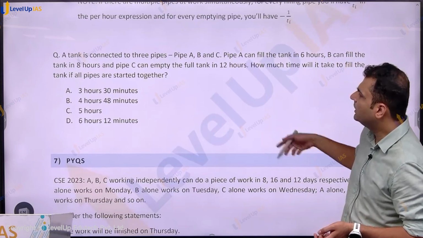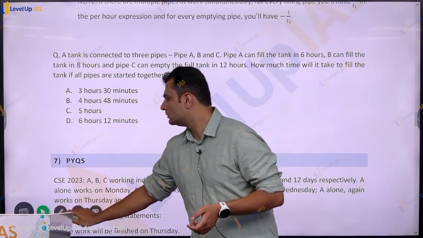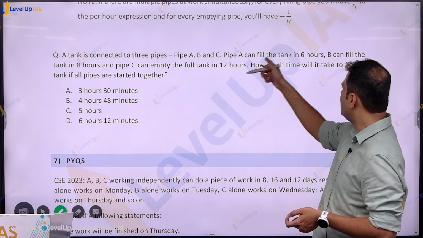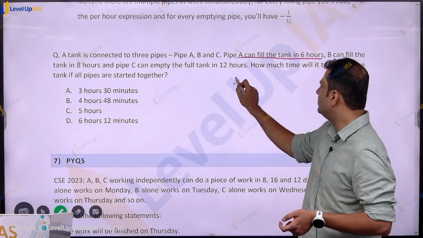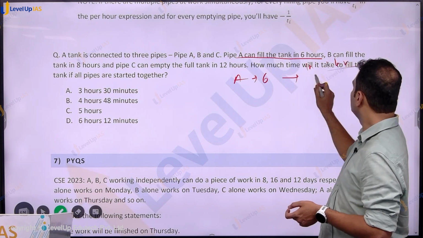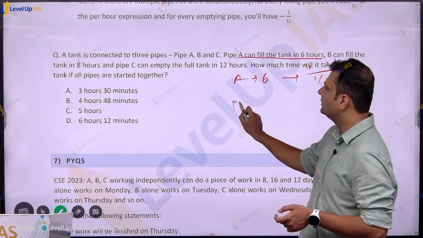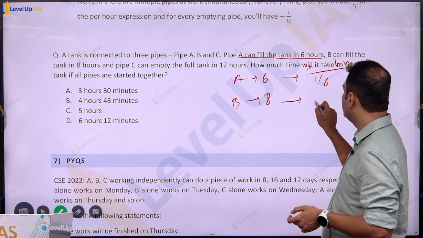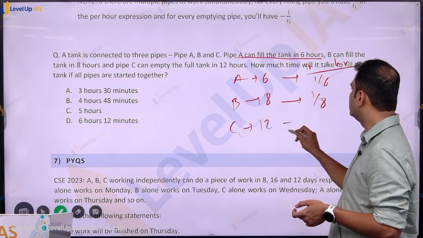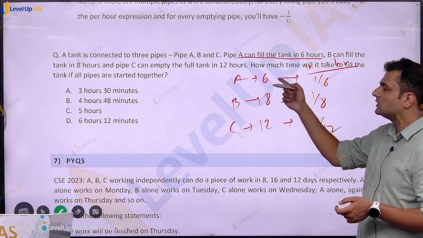For example, a tank is connected to 3 pipes, A, B, and C. A fills the tank in 6 hours. So in 1 hour, 1 by 6 tank. B fills the tank in 8 hours. So in 1 hour, 1 by 8 tank. C can empty the full tank in 12 hours. So in 1 hour, minus 1 by 12 is getting emptied.